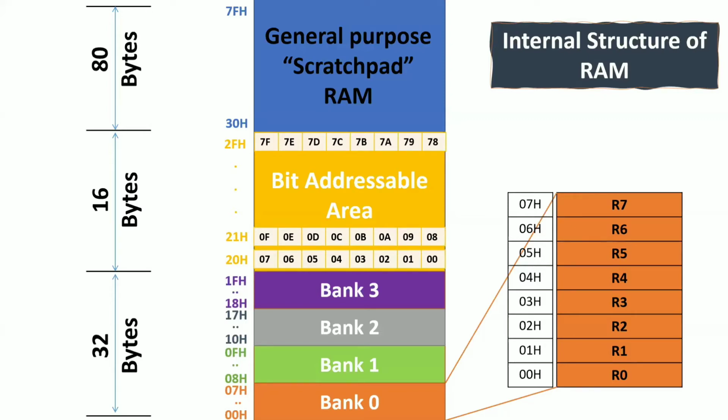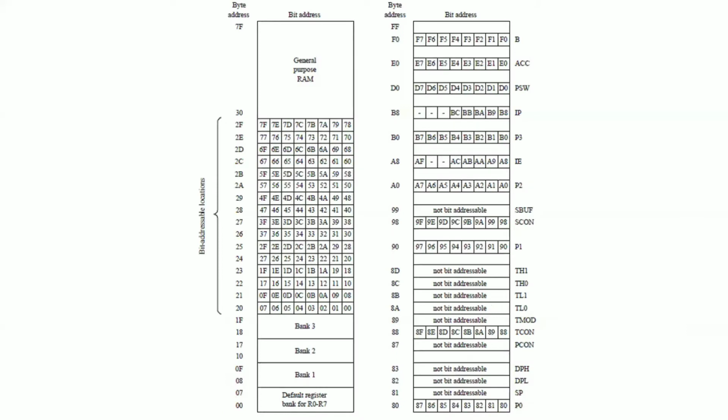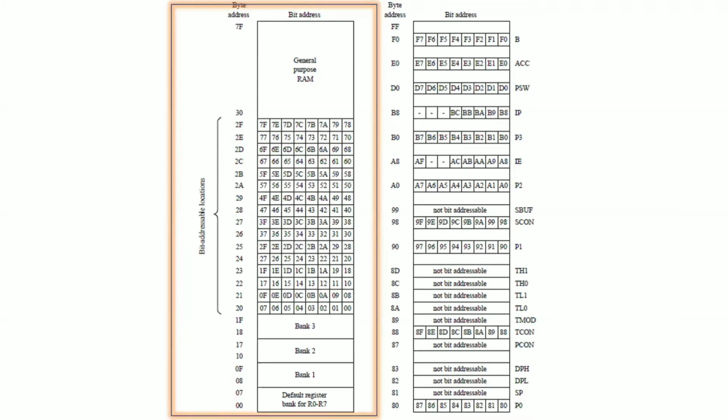Now by looking at this diagram, you can see the left side part, which we saw in yesterday's class, in the last video. The left side part of this diagram is nothing but your internal RAM structure. The first 32 bytes are occupied by general purpose registers, the next 16 bytes by the bit addressable area, and the remaining 80 bytes by general purpose RAM.